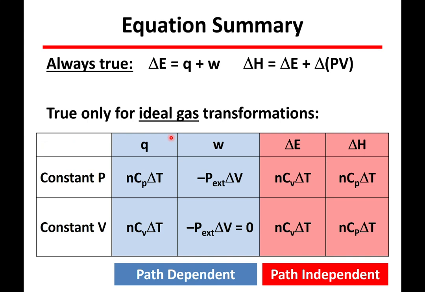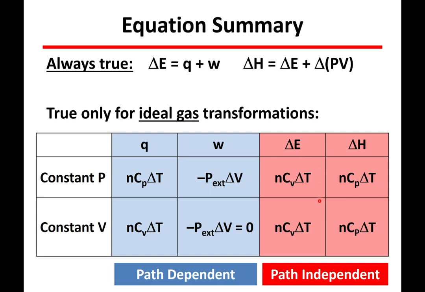What we see is that for path-dependent variables like Q and W, the equations that you use differ depending on whether you're using a constant pressure or a constant volume pathway, right? For Q, at constant pressure, you do n C_P delta T, and at constant volume, you do n C_V delta T. For work, at constant pressure, it's negative P external delta V, and at constant volume, work is 0, right? So different things for the different paths. But for the state functions, delta E and delta H, the equations are path independent. It doesn't matter which pathway you use.